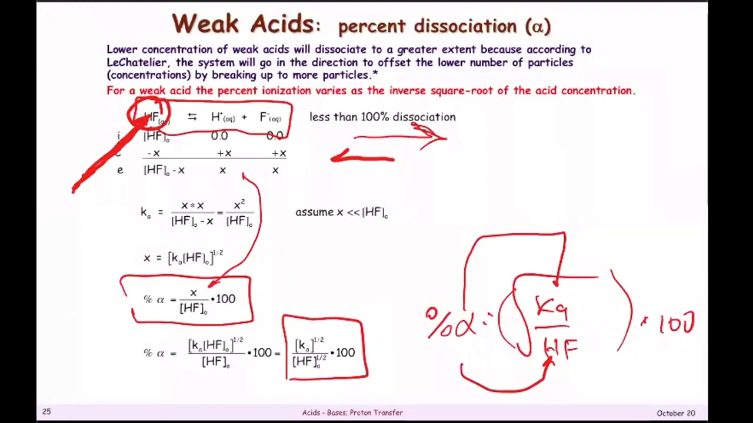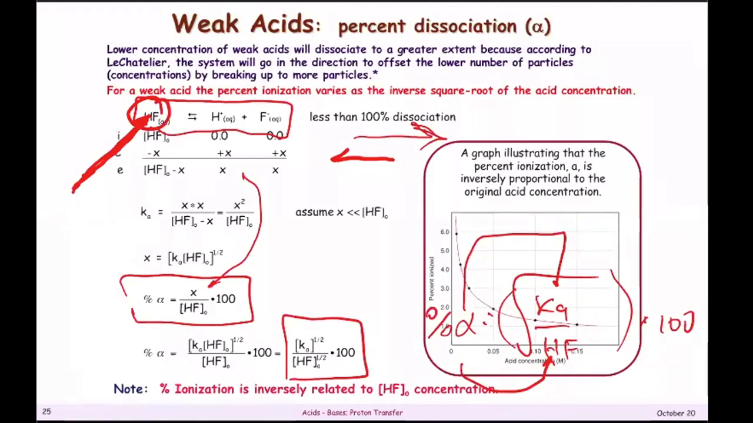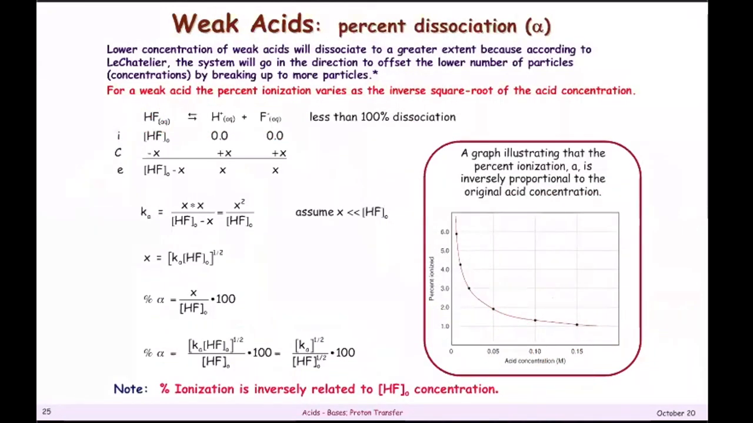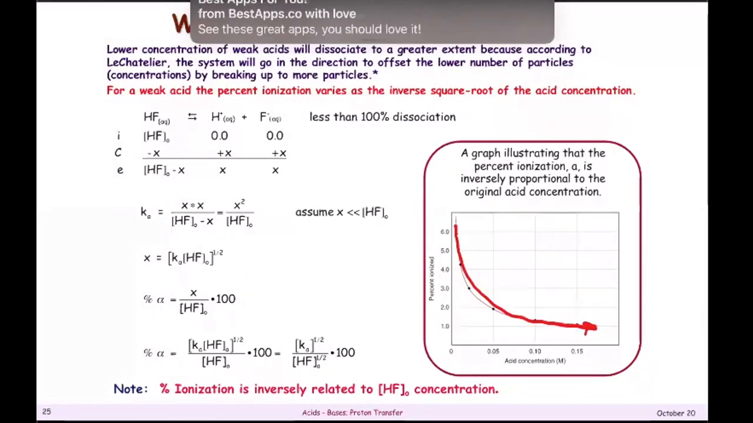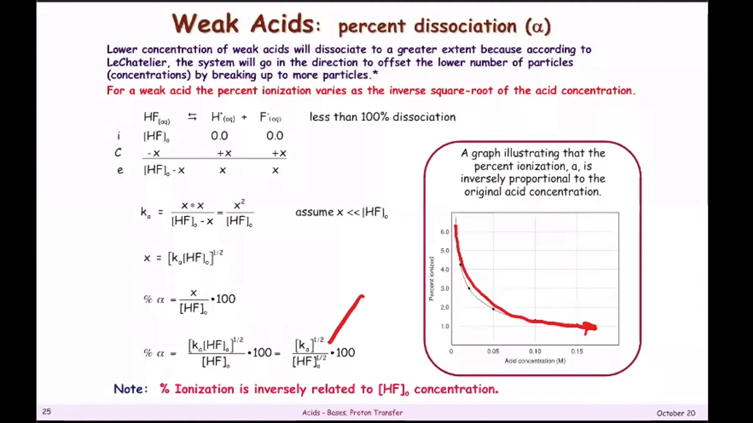And this is what this equation tells you. It's inversely proportional, and you can see that in this graph right here. The higher the concentration of the acid, the less dissociation you have for that particular chemical. And it goes back to this equation right here. It's directly proportional to Ka. It's inversely proportional to the initial concentration of the acid. That's important because now you know the two factors that govern the percent dissociation.